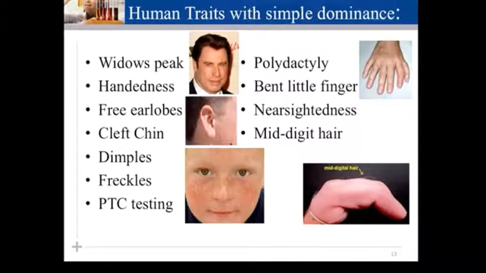There are some human traits that are thought to be controlled by single alleles expressing dominant. Some examples are given here on the screen. Widow's peak, right or left-handedness, polydactyly, even hair on your fingers. Those are traits found in humans that we think, at this time at least, are inherited by simple dominance.